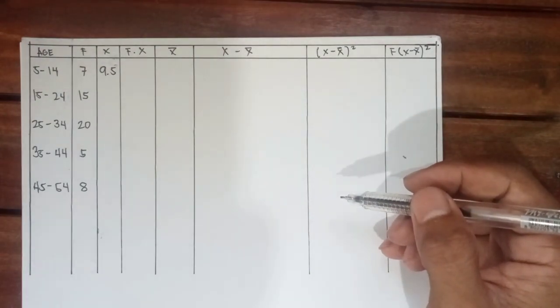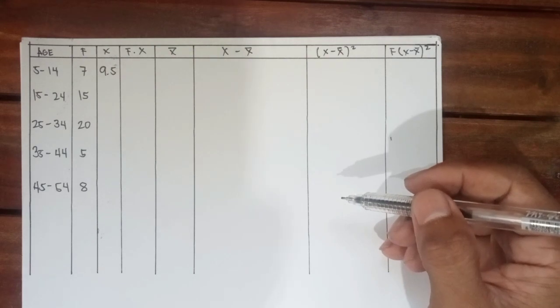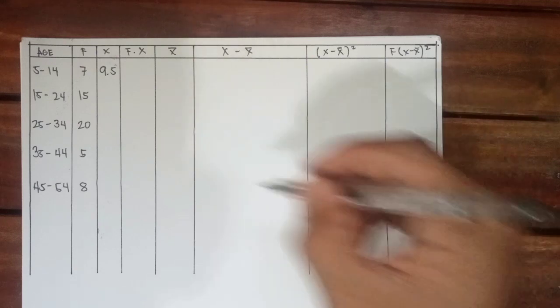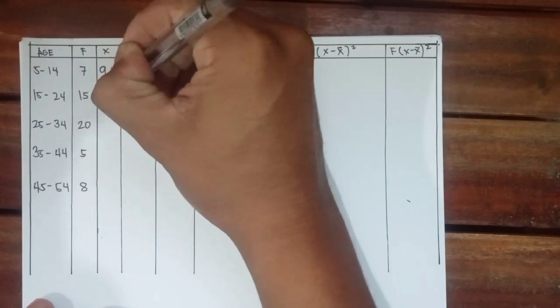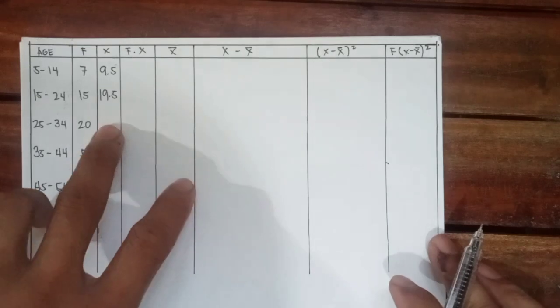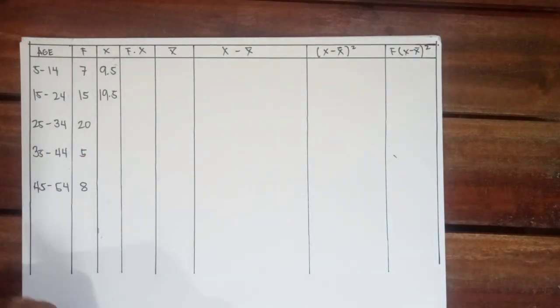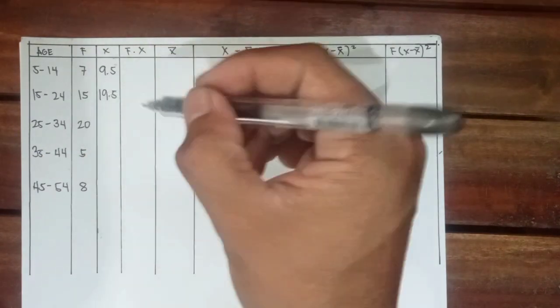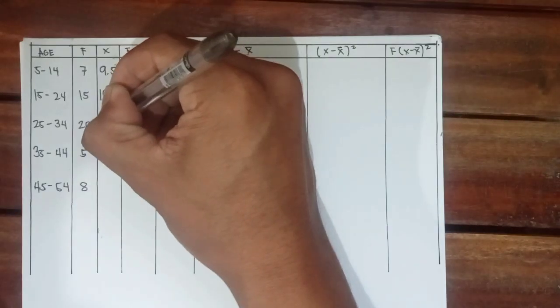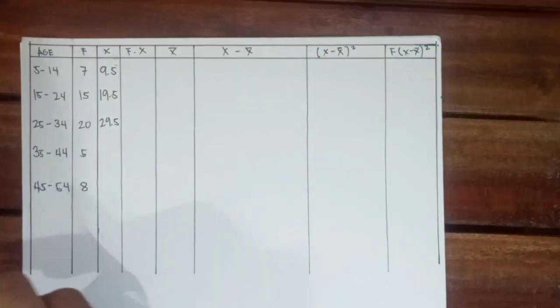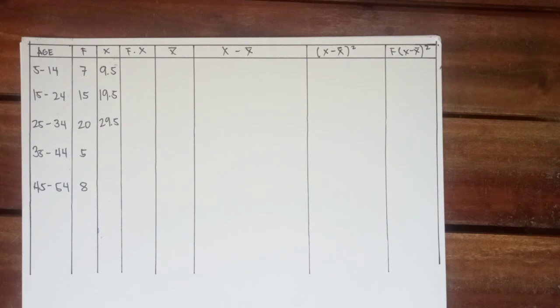15 plus 24 is equal to 39 divided by 2. So 19.5. So as we can see, may pattern po siya. Add 10 lang po. So gawin natin. 29.5. So double check again. 25 plus 34 divided by 2, 29.5. So tama naman po yung pattern.